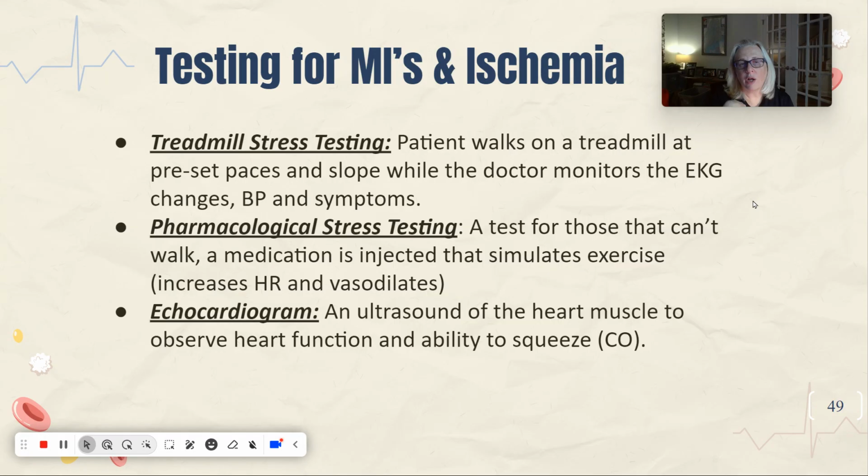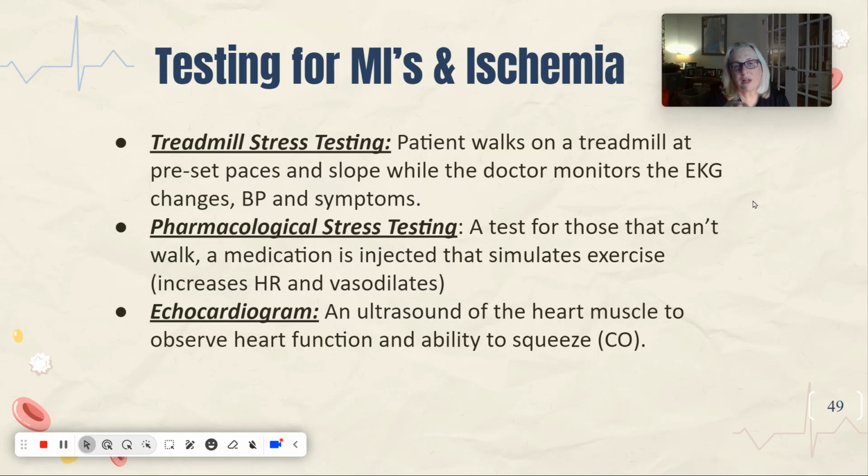ischemia on the treadmill. We're testing to see if any EKG changes led us to believe that they had an ischemic response. We don't do treadmill stress tests on people that have had high troponin levels. That means they already had damage to their heart. We don't want to put it under more damage or more stress.